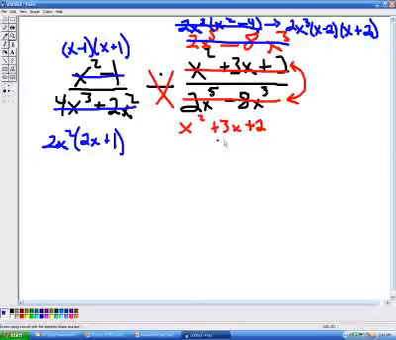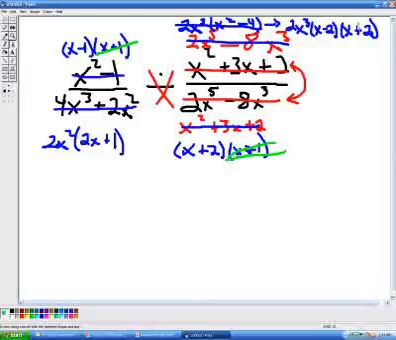So that's done. And then the factors of 2 that add to be 3 are x plus 2 and x plus 1. Okay. So we multiplied by the reciprocals, turned the division into multiplication, then we factored the numerators, factored the denominators, and cancel common factors. x plus 1 cancels. x plus 2 cancels. We have a 2 that cancels.